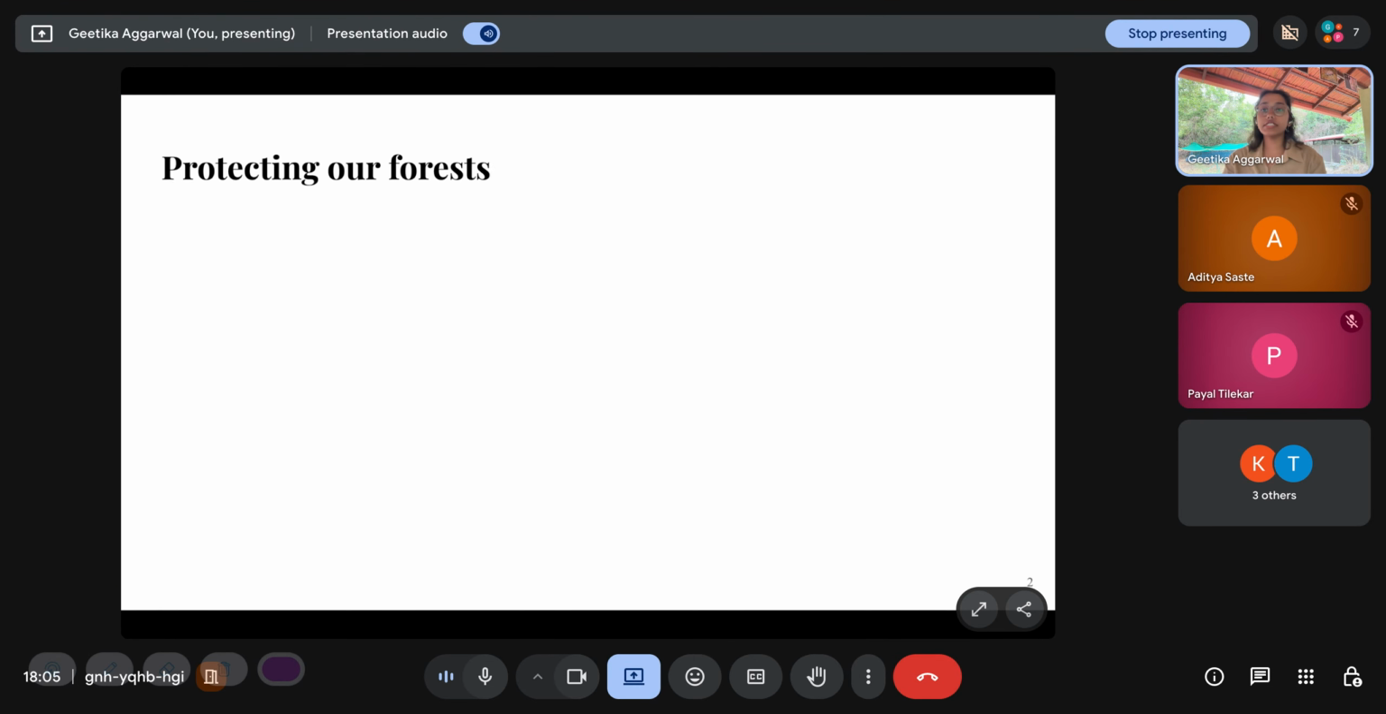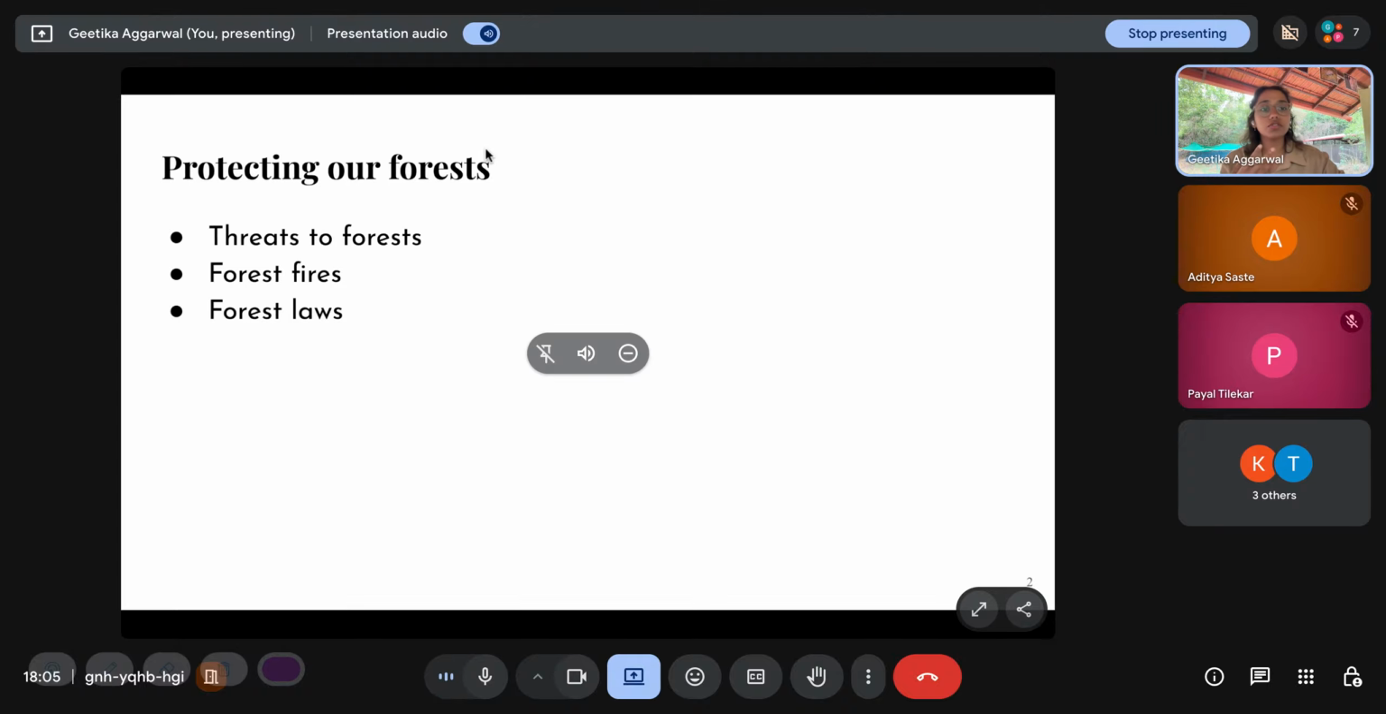So, this week was mostly discussing how we can protect our forests, what threats our forests are facing, one major threat, which is forest fires, and then what are the different forest laws that we have in India for protecting our forests. Okay, so this was majorly what was discussed during this week.